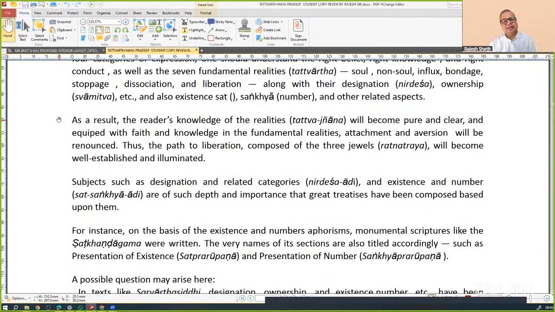The first stage, the Anantanubandhi will go. Then Apratyakhan will go, then Pratyakhan will go, and then Sanjalan will go. All the passions will go away and you will get liberated. Thus, the path to liberation composed of the three jewels will become well established and illuminated. So we all want to illuminate this. There is no other purpose.